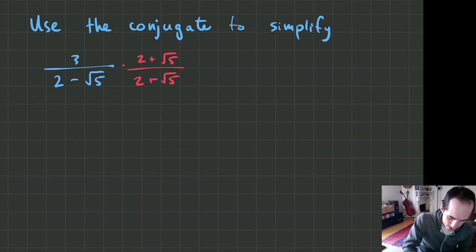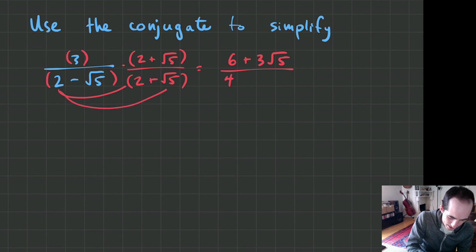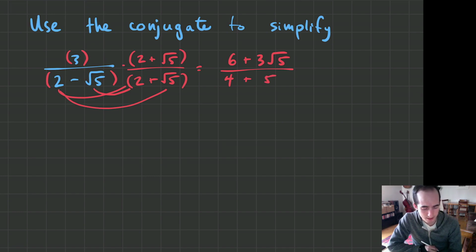So let's try that. So this is equal to, well, I'll have 6 plus 3 root 5, right? You have to remember that we're using the distributive property here. And I'll use the distributive property one more time. So here I've got 2 times 2, which is 4. Then I've got 2 times root 5, and then negative root 5 times 2, so those would cancel each other out. And I've got negative root 5 times positive root 5, which is going to be negative root 5 squared, which is just negative 5. Okay?